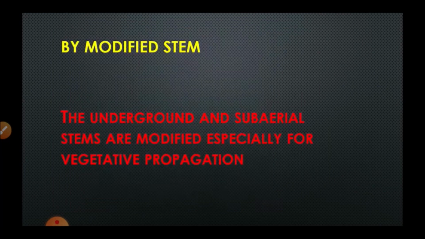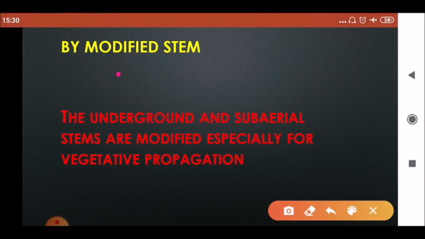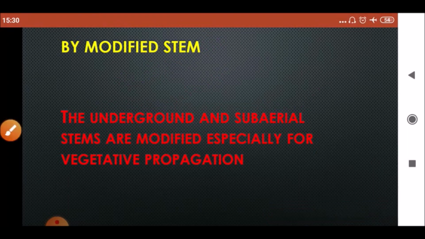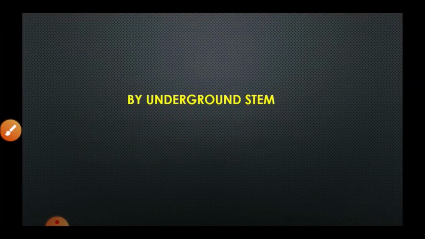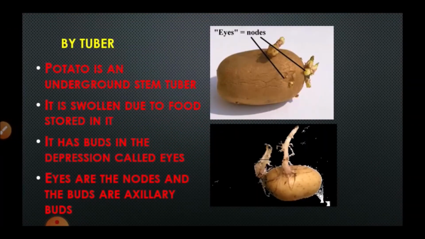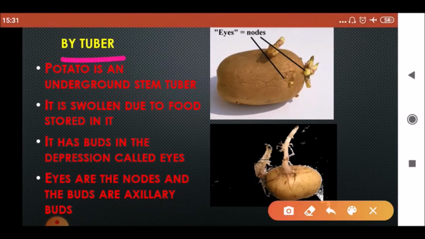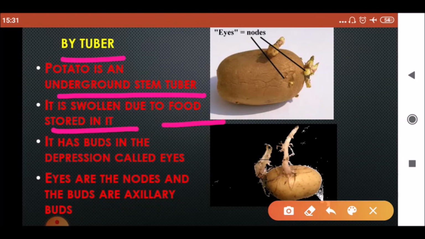Now let's move on to the other type of vegetative propagation. Here we are seeing the natural methods of vegetative propagation. The second one is by modified stem. Underground as well as subaerial stems are modified specially for vegetative propagation. So let's start with underground stem. The best example of underground stem is potato. Here we are going to study about tuber. Potato is an underground stem tuber and it is also swollen due to the food stored in it.